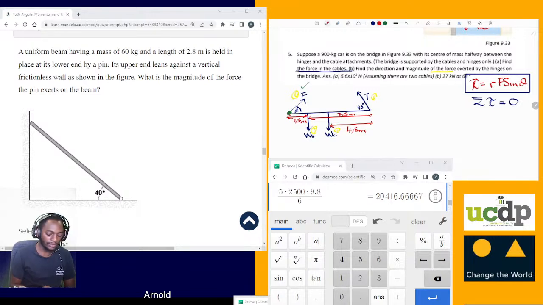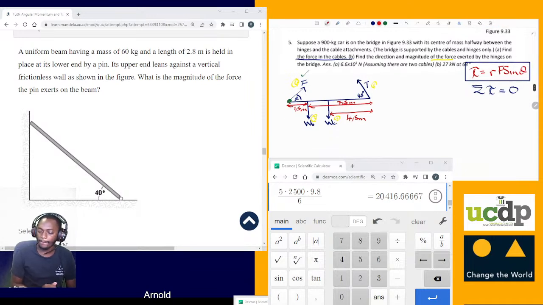So let's carry on and now do the problem. So we're taking moments about the hinge. So for the weight, we realize that this is at a right angle, so theta is 90. Right, so if we're taking the hinge, this will be an anti-clockwise torque.